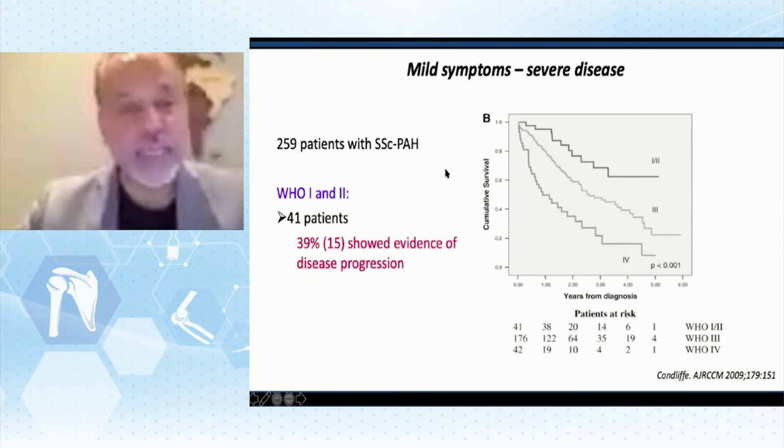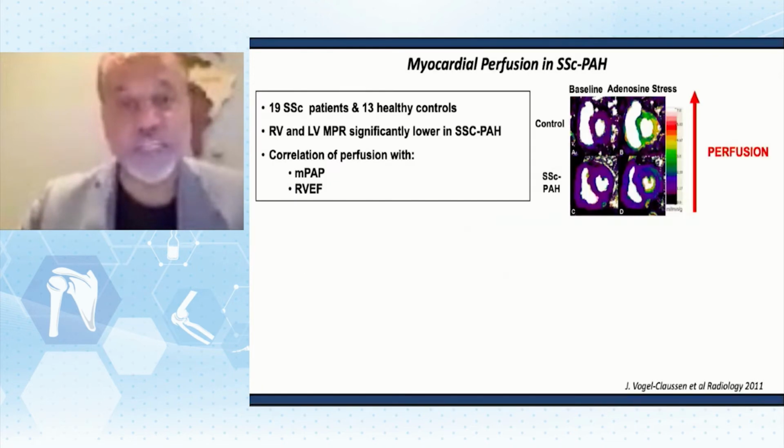One of the observation notes is that although what looks like mild disease, with patients who have minimal symptoms, if you follow them, the vast majority of them will progress very, very rapidly into more severe disease.